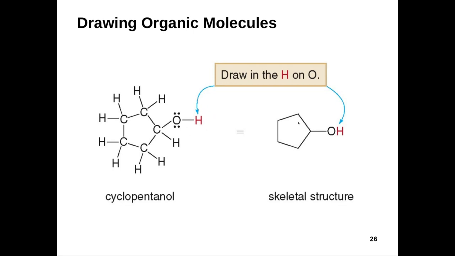Now, to condense that, we draw a little house structure, and on this carbon here, which is equivalent to this carbon here, we attach an oxygen, and we have to denote that that hydrogen is present. So we write an OH, such as this. Because again, remember, there's a carbon here, here, here, here, and here. So that's how we do our skeletal structures.